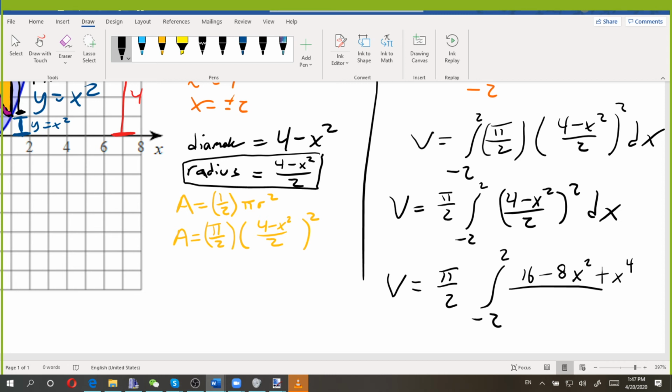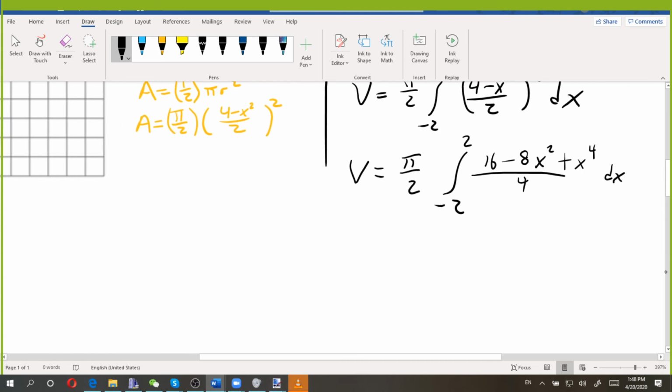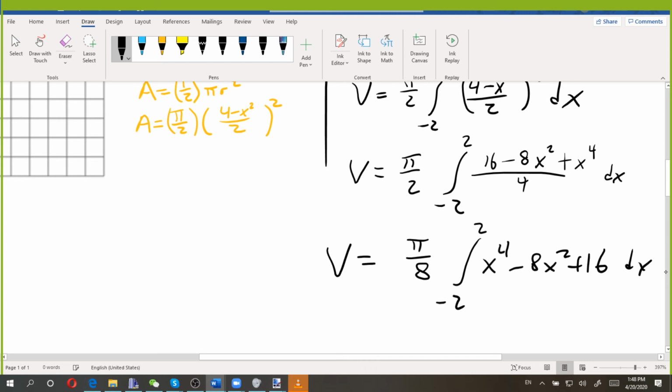And then on bottom? 4 dx, all right. So that over 4, I'm going to pull out that 1/4 that I'm multiplying through everything right now and just move that to the outside. So this will become, our volume is equal to pi over 8. So that's the 2 that I had on bottom times the 4 that I had on bottom. If I pull that out, becomes 8. Integral from -2 to 2 of x to the 4th power minus 8x squared plus 16 dx.